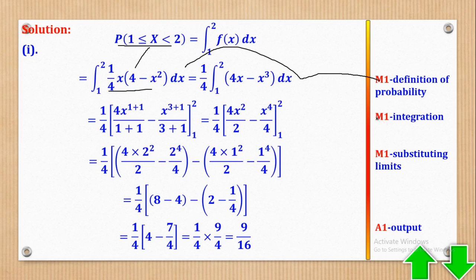Another M1 is for integration, for you to integrate. Another M1 is for substituting the limits. Another A1 is for the final output. This can be given in decimals, to some decimal places, or you leave it in fraction form. Leaving it in fraction form is the best option.